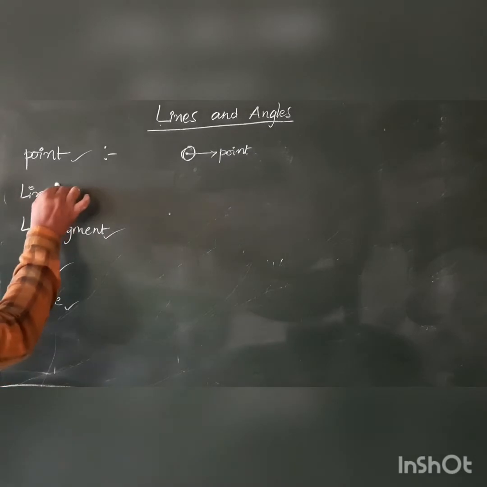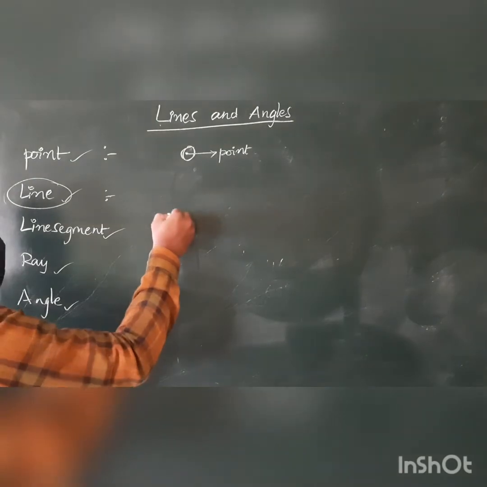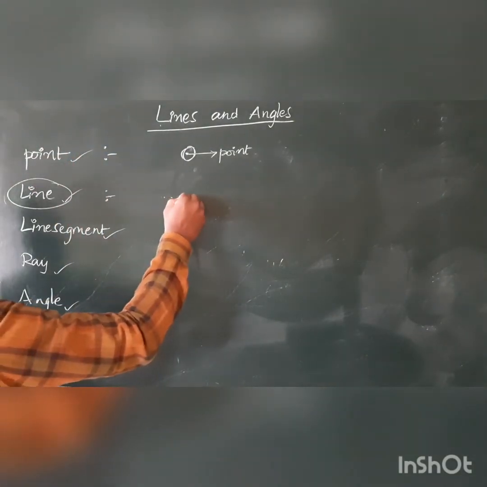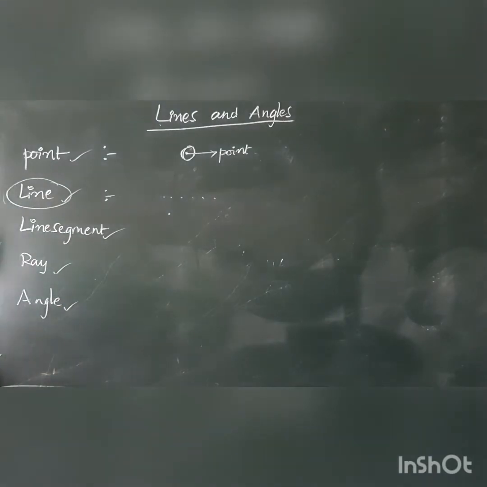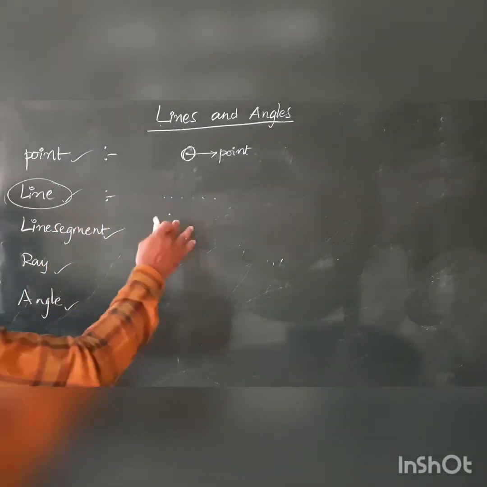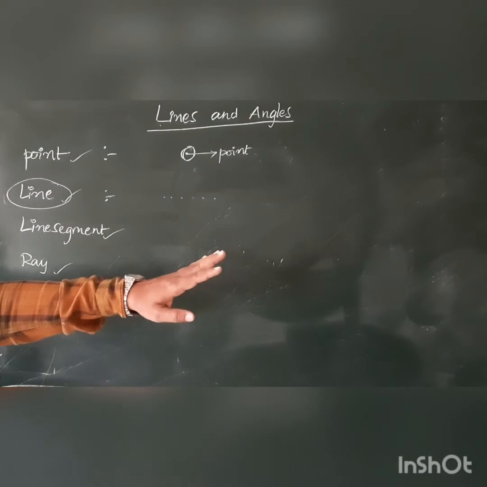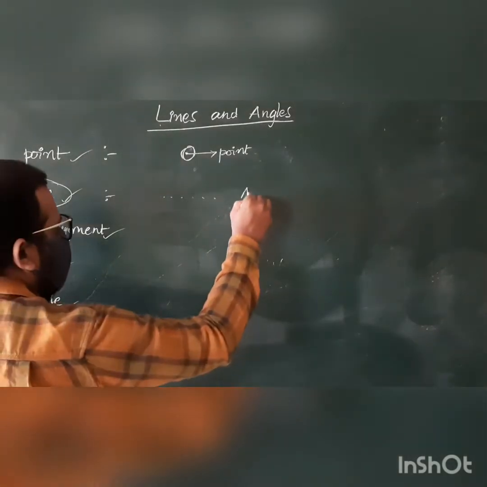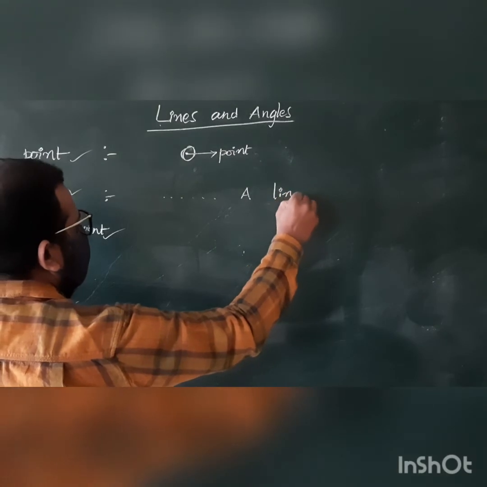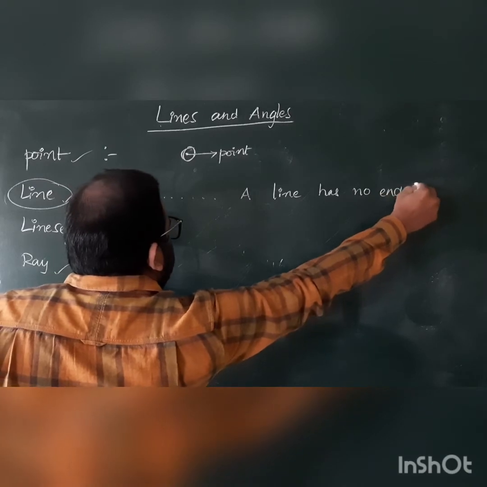Okay. Now coming to line. A line is a collection of points in a straight manner. The collection of these points in a straight manner, one after the other, gives a line. And what we have to remember is that there is no end point for this line. That means these many points will go on like that, and they will never end. That means a line has no end points.